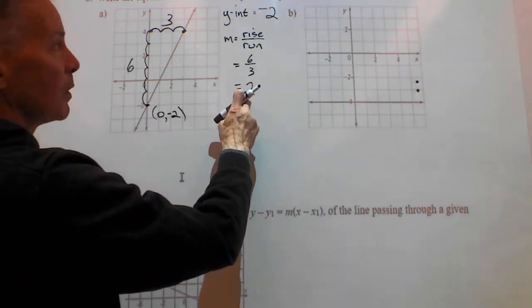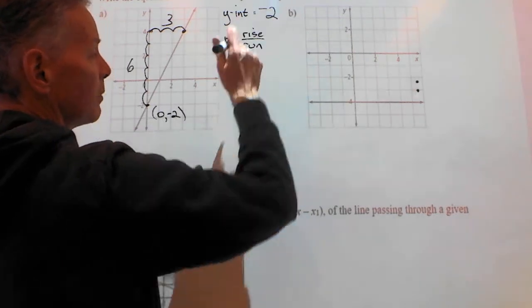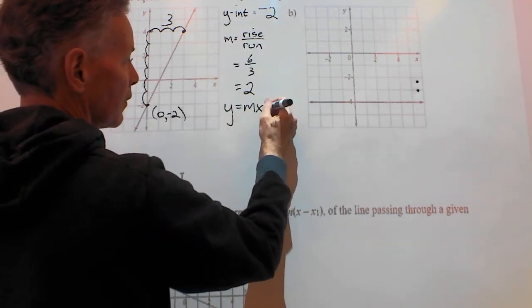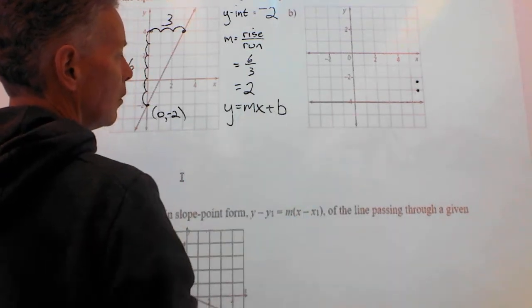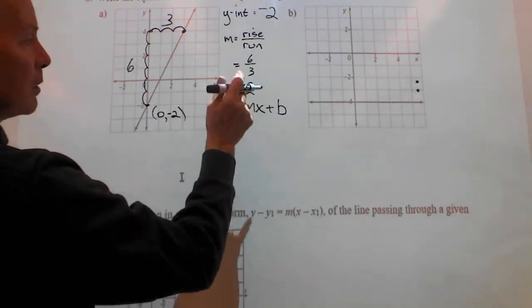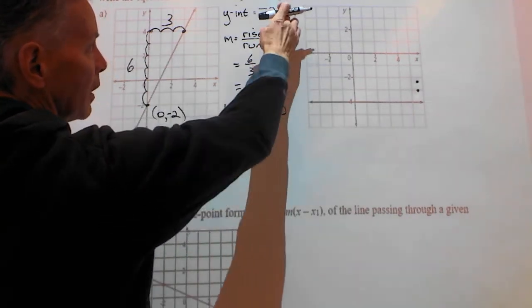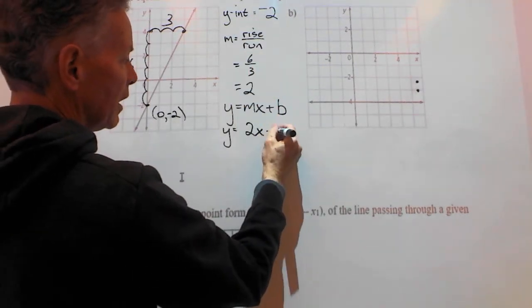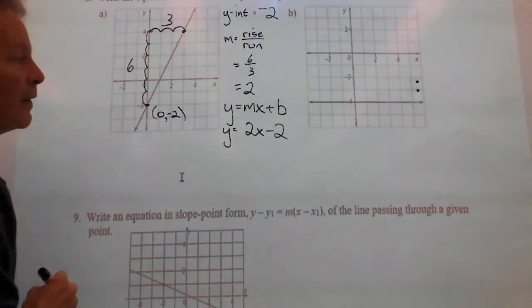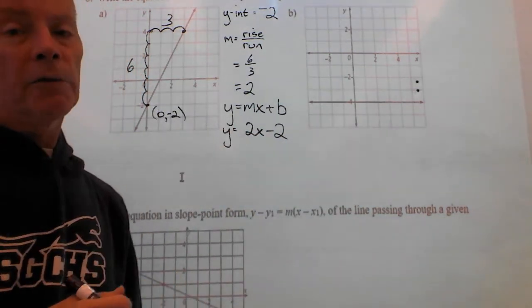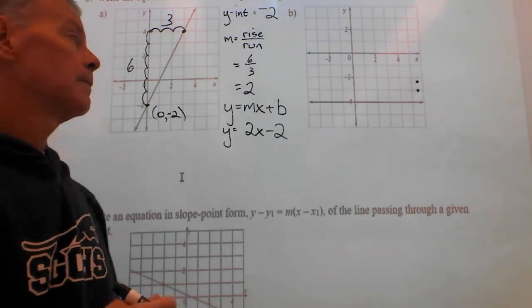Once we know the slope and we know the y-intercept, then since they want it in slope-intercept form, we simply plug in our slope where you see m, plug in our y-intercept where you see b, and there you go. There's our equation of a line in slope-intercept form. Easy. Okay?